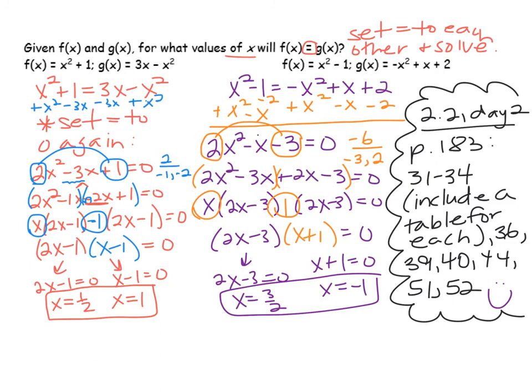Your assignment for 2.2, day 2, is on page 183. For 31 through 34, you're just evaluating functions and include a table for each of your problems. Then jump up to 36, 39, 40, 44, 51, and 52. Now you'll have time in class on Thursday to work on this.